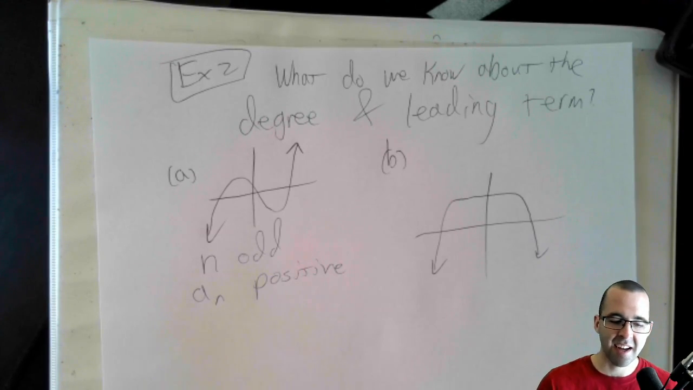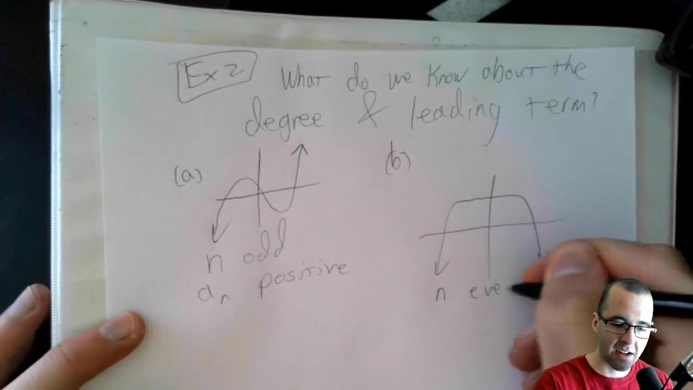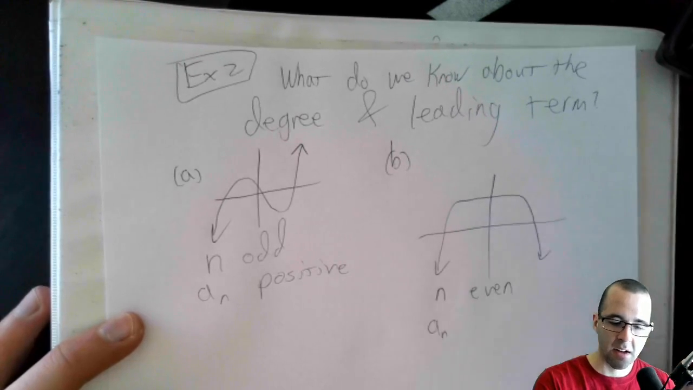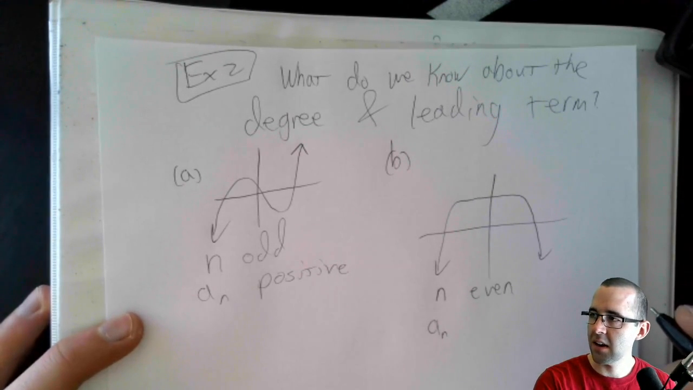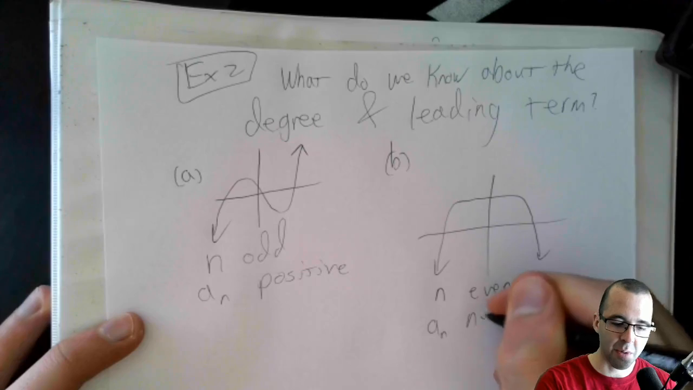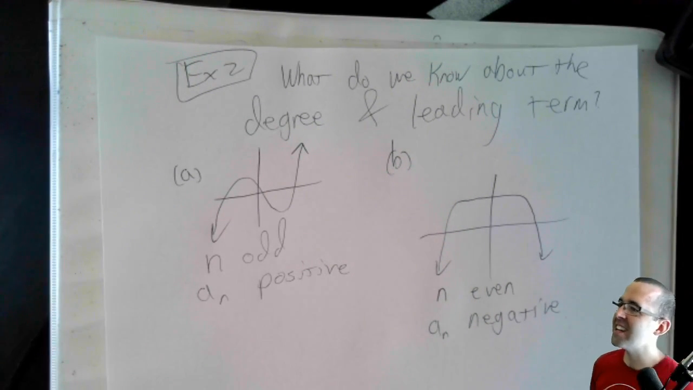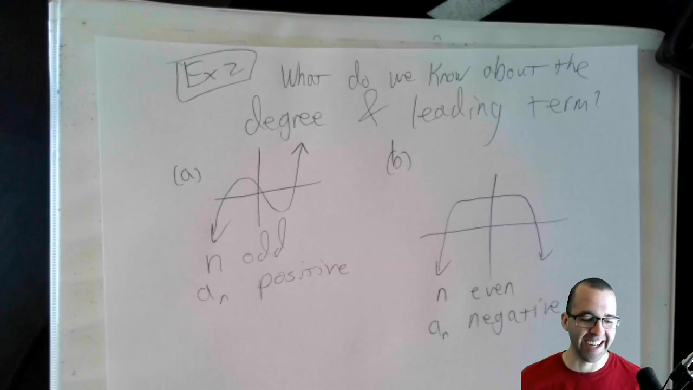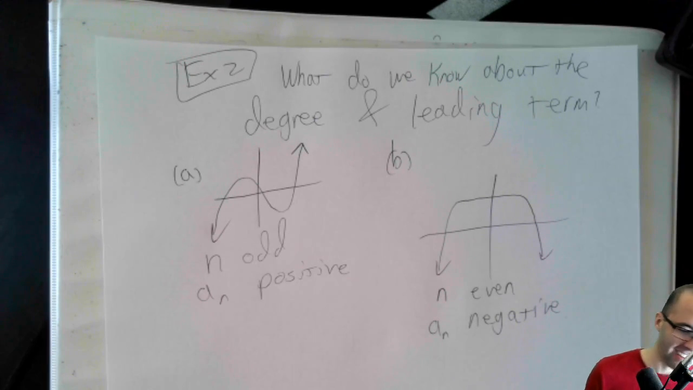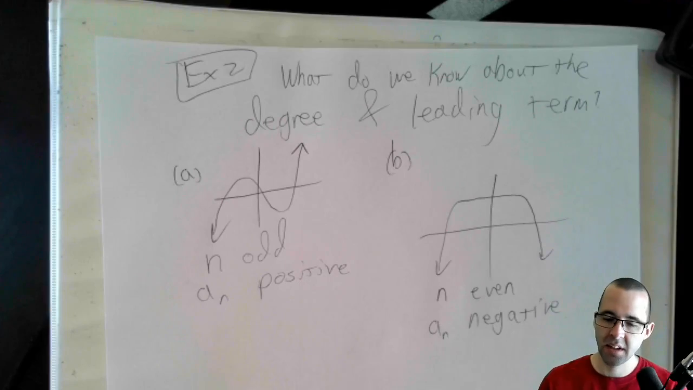And then what is the sign? Negative. Good work. It is odd, even, and negative. All right. Good. So that's all we're doing for that one.